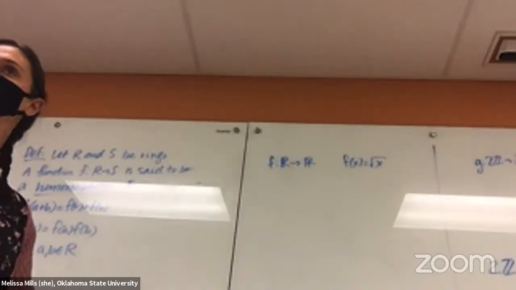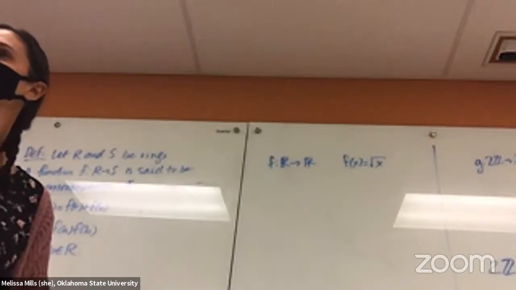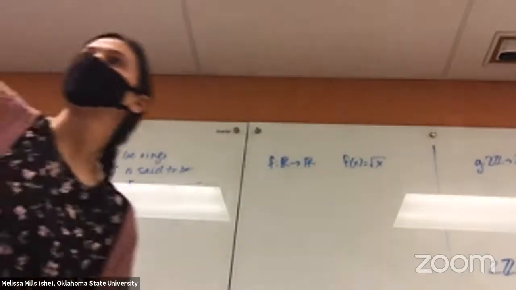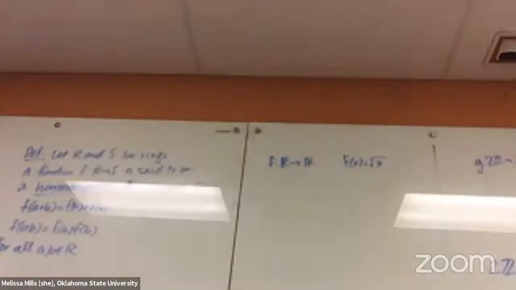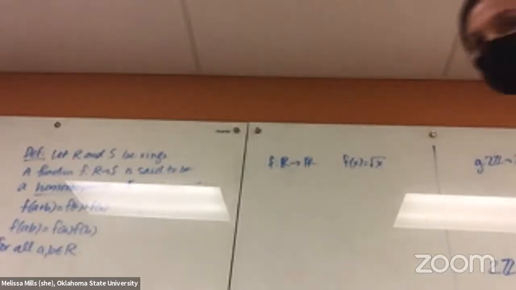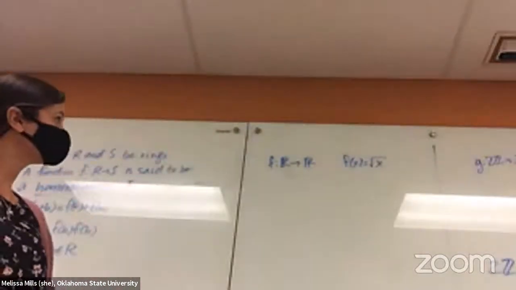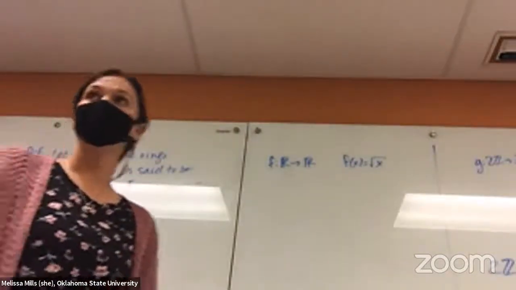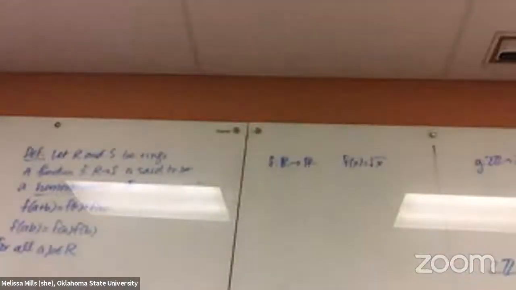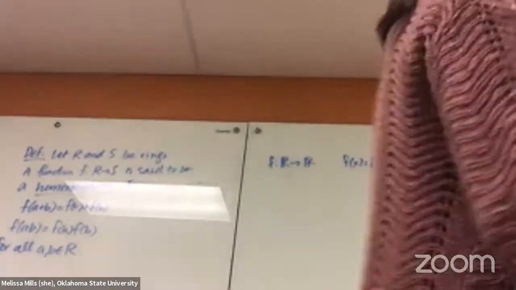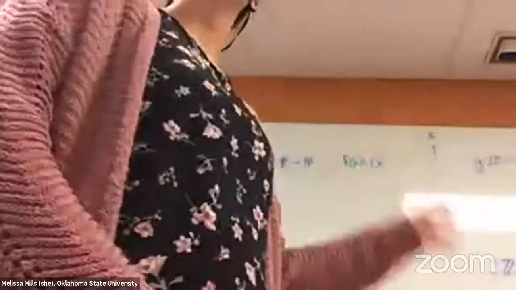So go ahead and talk to the people around you if you haven't already. You three want to talk together? And then you four, maybe Peyton, you can flip around. We're just looking at these 4 mappings and trying to decide if they're homomorphisms or not.